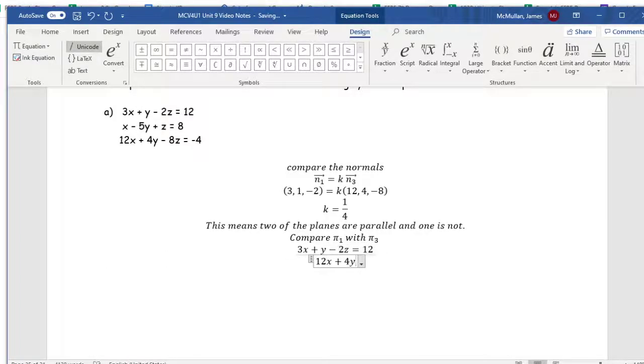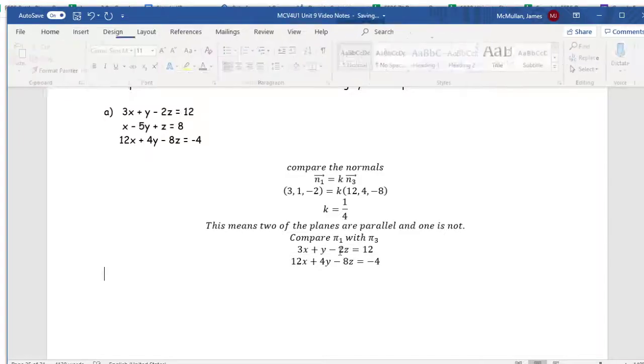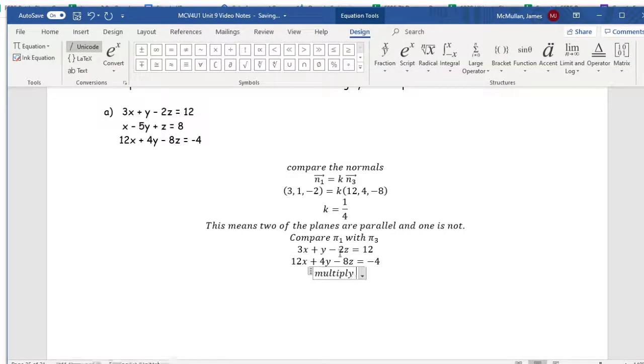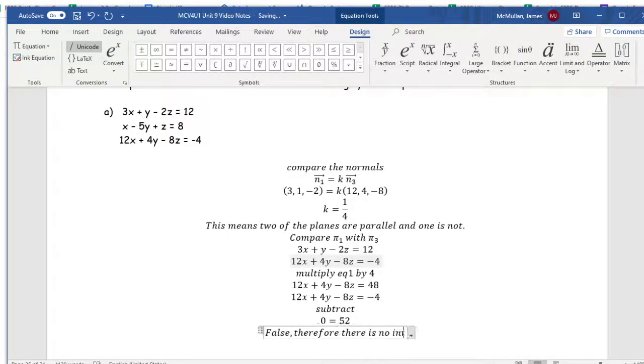12x plus 4y minus 8z equals negative 4. We're going to multiply EQ1, the top equation, by 4. We get 12x plus 4y minus 8z equals 48. Underneath it, 12x plus 4y minus 8z equals negative 4. Obviously, when you subtract these equations, you're going to get 0 equals 52, and that statement is false. Therefore, there is no intersection. This means we must be dealing with case 4.